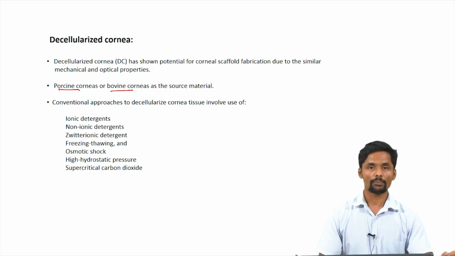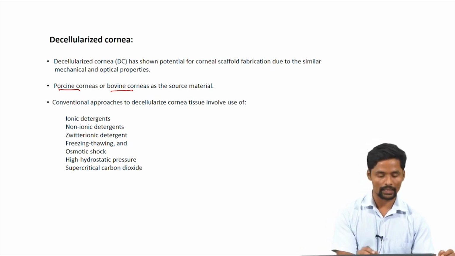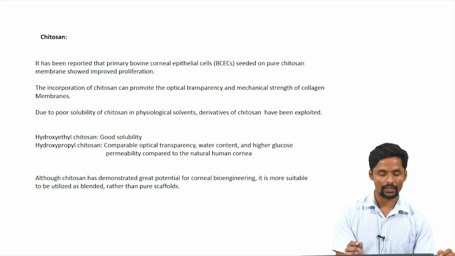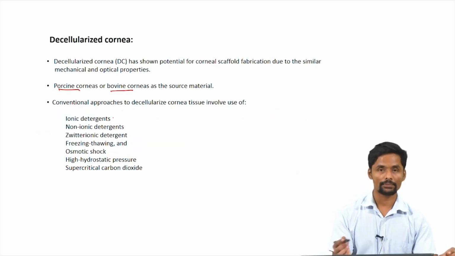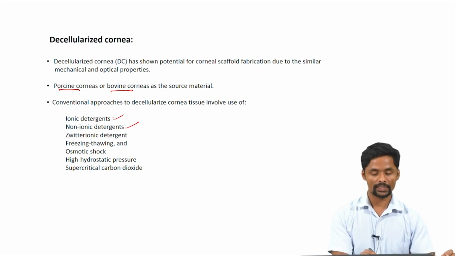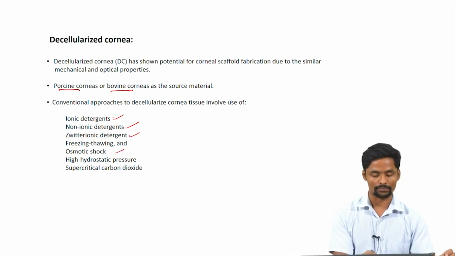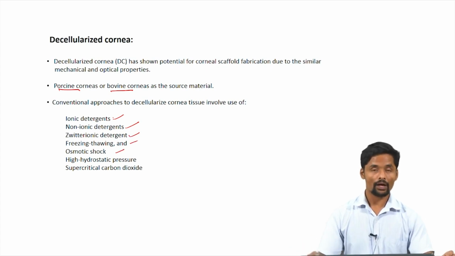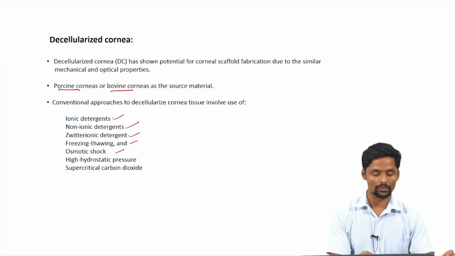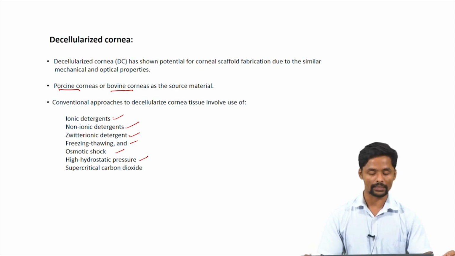And the approaches to decellularize the corneal tissue are listed over here. They use various types of detergents like ionic detergents, non-ionic detergents, zwitterionic detergents, and freeze thawing and osmotic shock. And apart from these techniques, recently they have tried to use the high hydrostatic pressure and supercritical carbon dioxide.